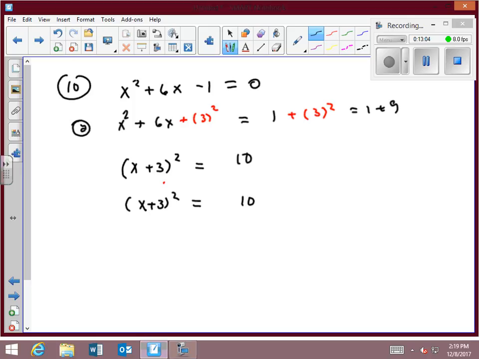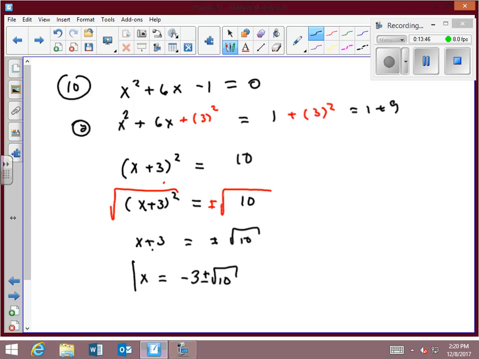Normally I wouldn't rewrite that. But I'll do it just, you do the principal square root on the left, plus or minus the square root on the right. This makes the left-hand side x plus 3. Does everyone understand why? If it was x plus 3 squared, you take the square root of it, then it's just x plus 3. Equals plus or minus the square root of 10. Then you take that 3 over to the other side as a negative. Negative 3 plus or minus the square root of 10. And that would be your answer.